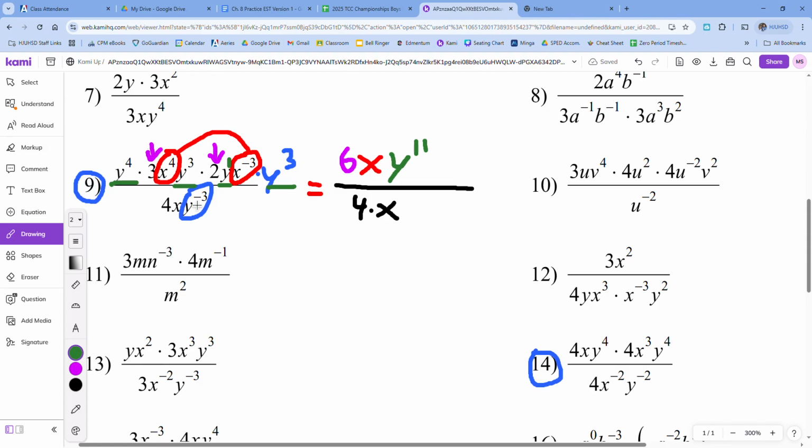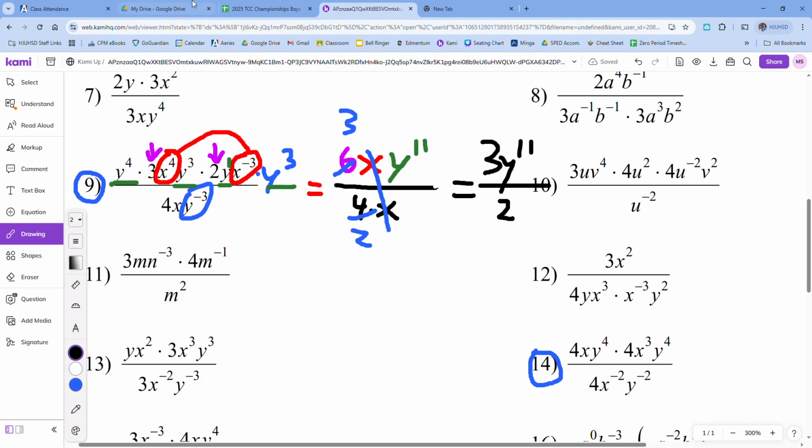I'm just double checking, making sure I don't miss any letters. That sometimes happens. So just be careful and make sure you've accounted for every piece. And it appears that we have. So we're actually almost done. This x right here will divide by this and give us 1. And this 6 and this 4 are both even, so we can divide them by 2. We'll get a 3 here and a 2 here. That means we can give our final answer, which at the top is going to be 3y to the 11th, and the denominator is going to be 2. And that is it. That's how you handle something like number 9.